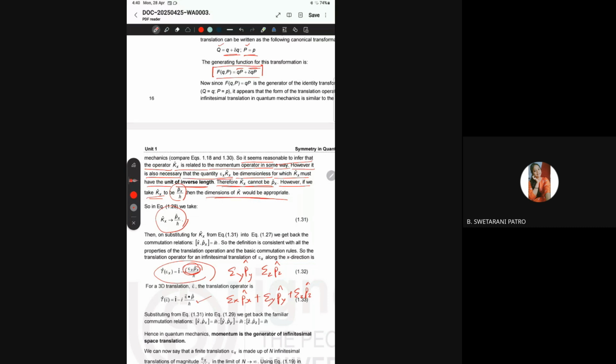So that's what we do in three dimensions. So momentum is the generator of, this is a very bold statement, momentum is the generator of infinitesimal space translation.